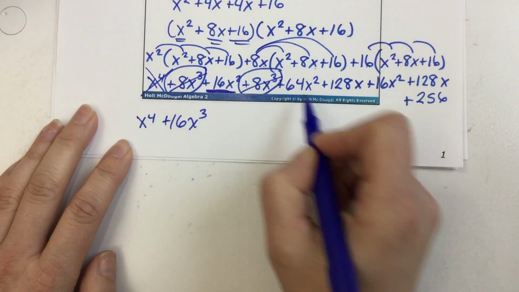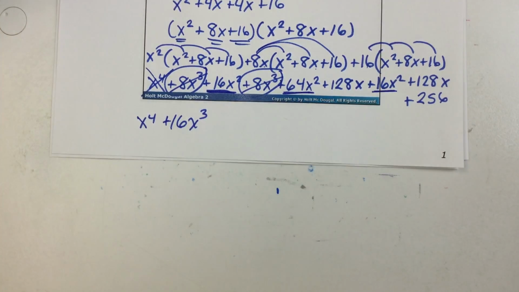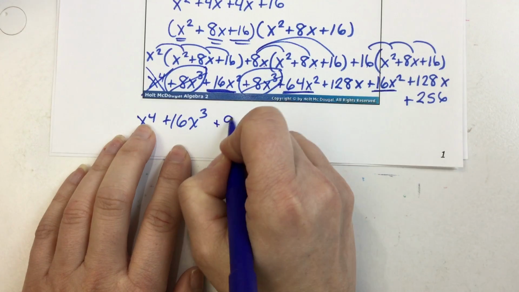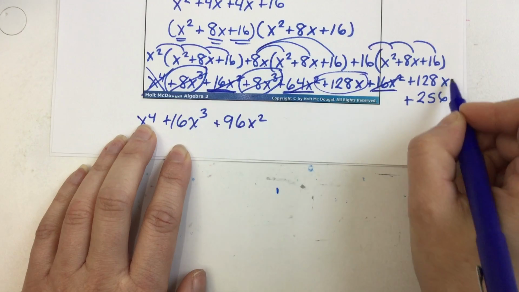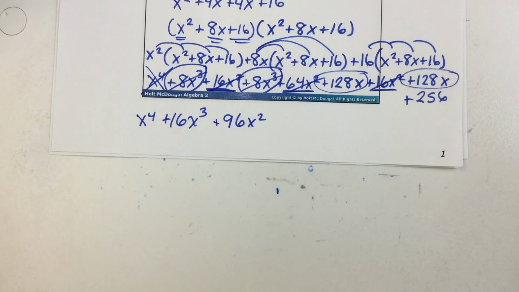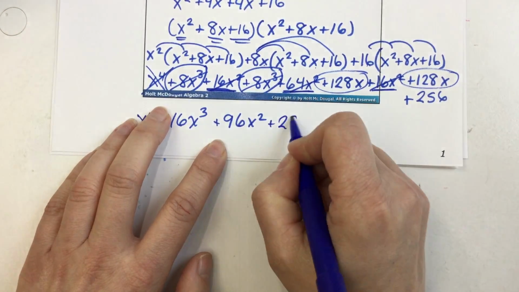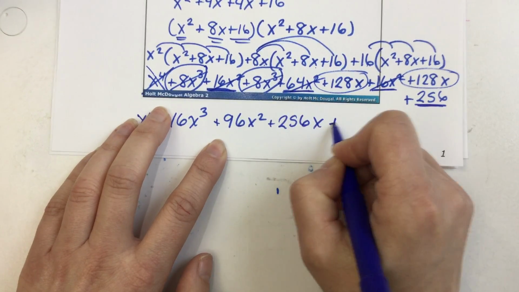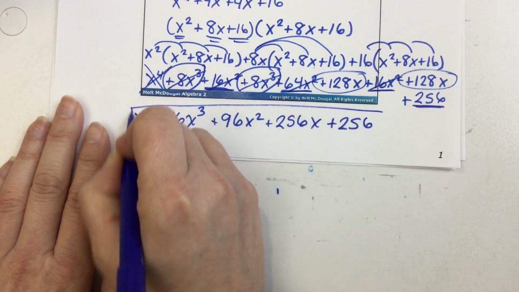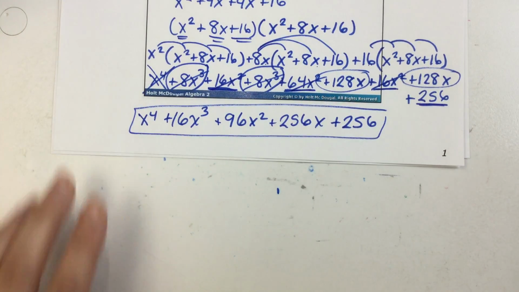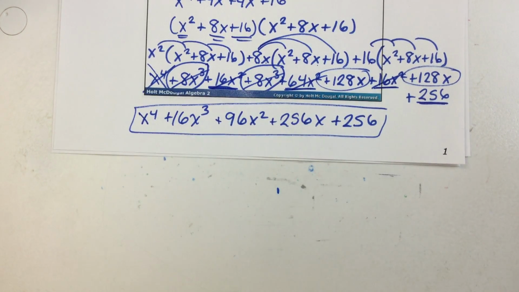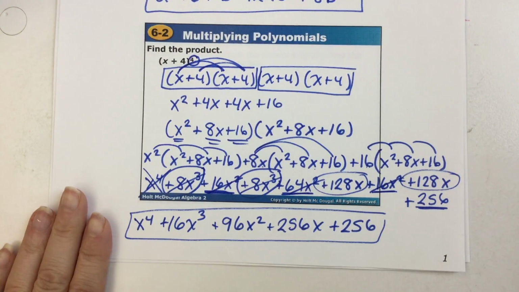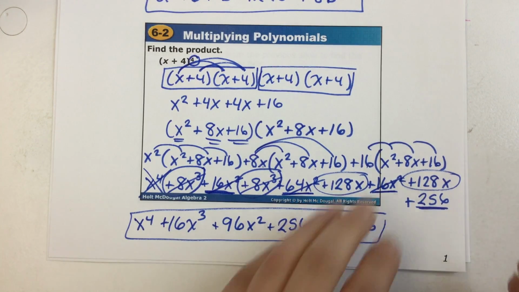Now x squared: 16, 64, and 16. If I take 16 plus 64 plus 16, I would have 96x squared. X's, 128x plus 128x is 256x. At the end, I have a constant of 256. This would be your final answer. And again, it's standard form because I have 4 x's, 3 x's, 2 x's, 1 x, no x's. Kind of fun stuff. Yes, it's a little bit time consuming, but it's kind of fun.